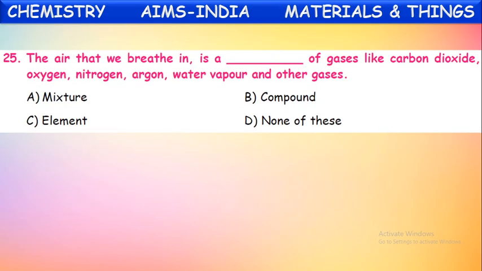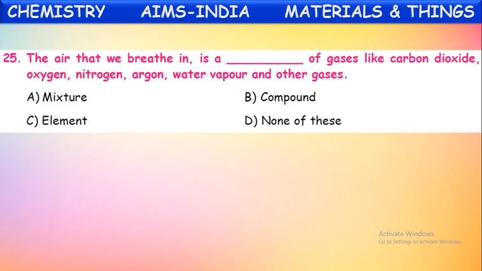First one. The air that we breathe in is a dash of gases like carbon dioxide, oxygen, nitrogen, argon, water vapor, and other gases. What kind of substance is this air which we are breathing in? Is it a mixture, compound, or element?